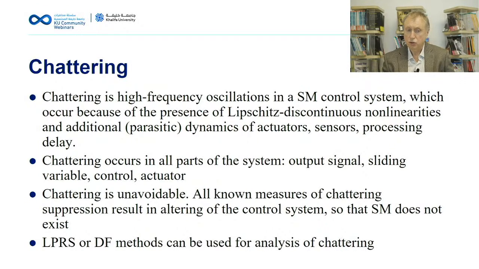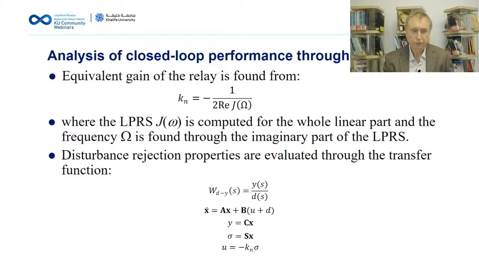Chattering occurs in all parts of the system: in the output signal, sliding variable, control signal, actuator signal. So that's why it is necessary to look at all the signals to assess the effect of chattering. Chattering is unavoidable, as I said. And LPRS, or describing function methods, can be used for analysis of chattering.